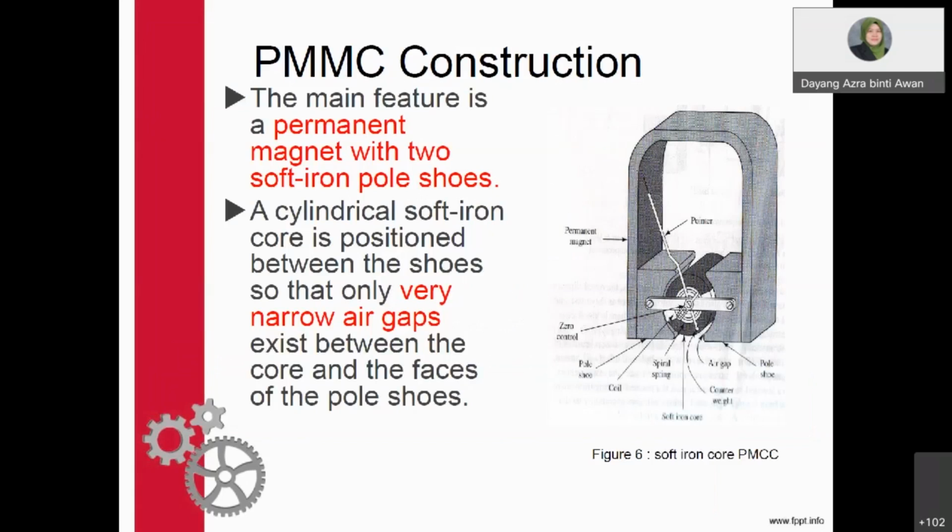Okay, so here you can see the construction of the PMMC device. We have a permanent magnet with two soft iron pole shoes, what we call the pole shoes. Here we have a permanent magnet, and you can see that we have a very narrow air gap between the core and the faces of the pole shoes. The narrow air gap will produce less friction in your measurements later.